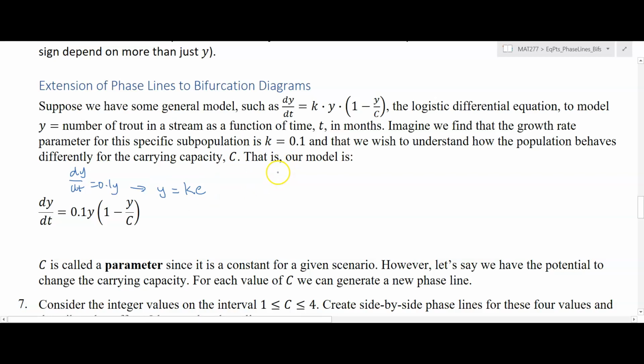All right, so with this model, we think about K as the growth rate parameter. And in this case, we're just going to say it's K equals 0.1, so we get to substitute out a value for K. And C is what we call the carrying capacity. And you'll see why in just a moment, what that means exactly, if you're not familiar with that phrasing.